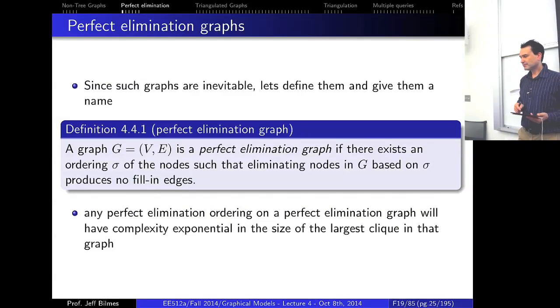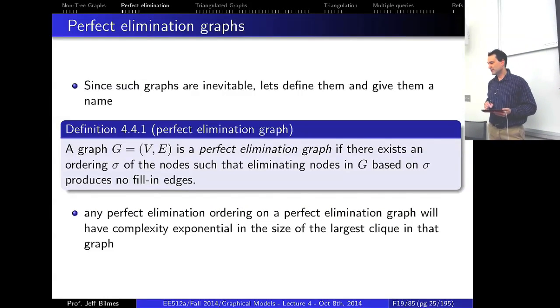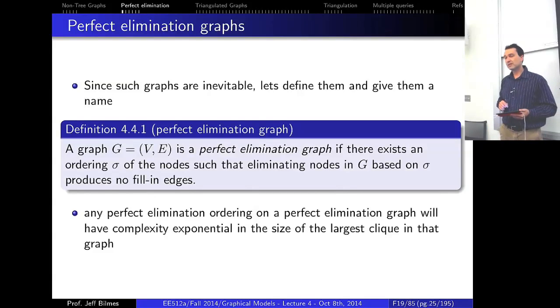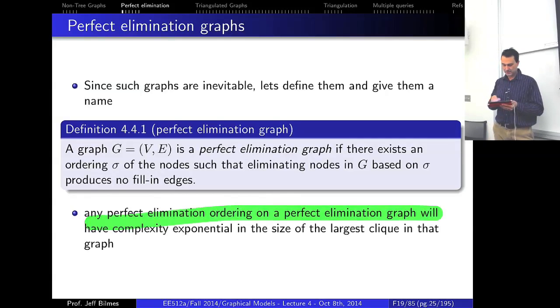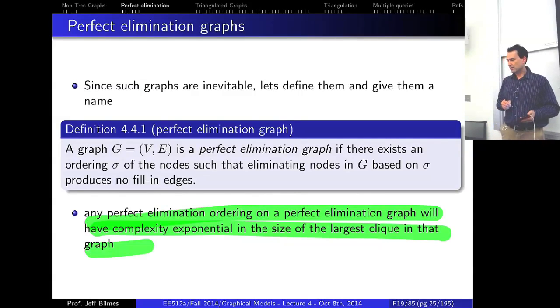Since such graphs are inevitable, let's define them and give them a name. Let's call them a perfect elimination graph. I think I already said this. A perfect elimination graph is a graph that actually has a perfect elimination order. If we run a perfect elimination order on a perfect elimination graph, then the complexity is going to be equal to the largest clique in that graph.